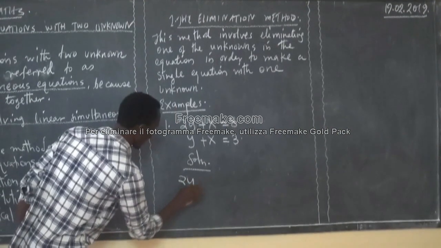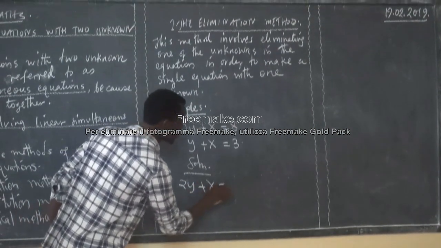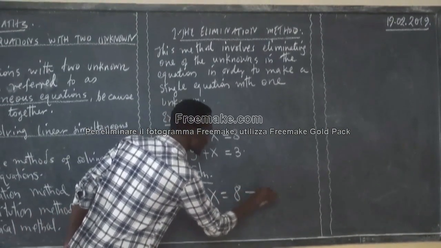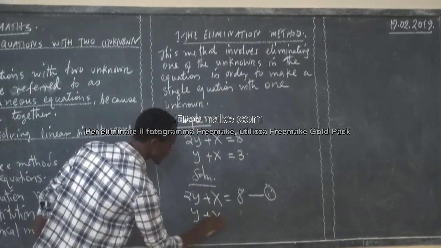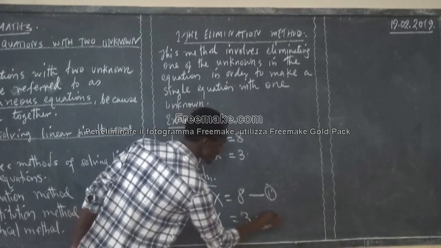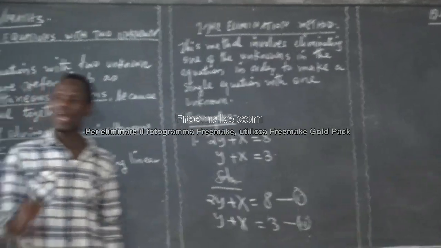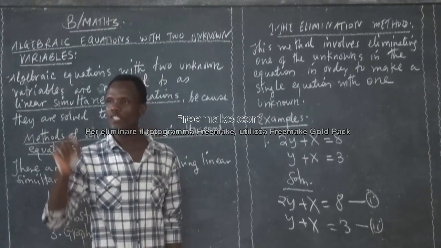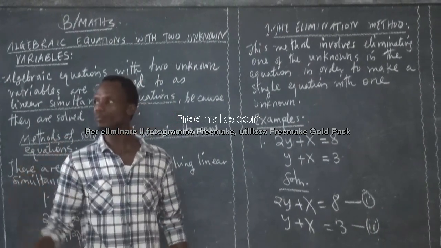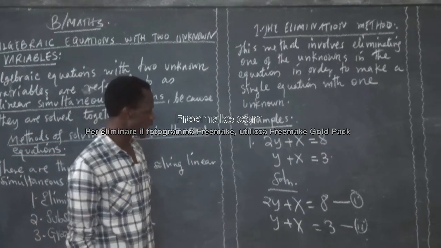Now, solution. You have 2y plus x is equal to 8, this is the first equation. And you have y plus x is equal to 3, this is the second equation. Now we have many alternatives for doing this question, but let us start with the one that is somehow simple for us to understand.